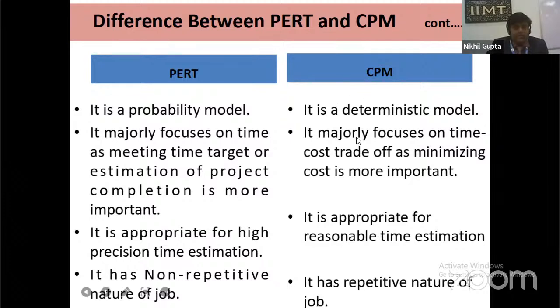Here CPM majorly focuses on the time-cost trade off, as minimizing cost is more important. In PERT, it is appropriate for high precision time estimation, where time is a necessity and a very high precision value is needed. Then we use PERT. In CPM, it is appropriate for reasonable time estimation. PERT has no repetitive nature of job, and CPM has a repetitive nature.